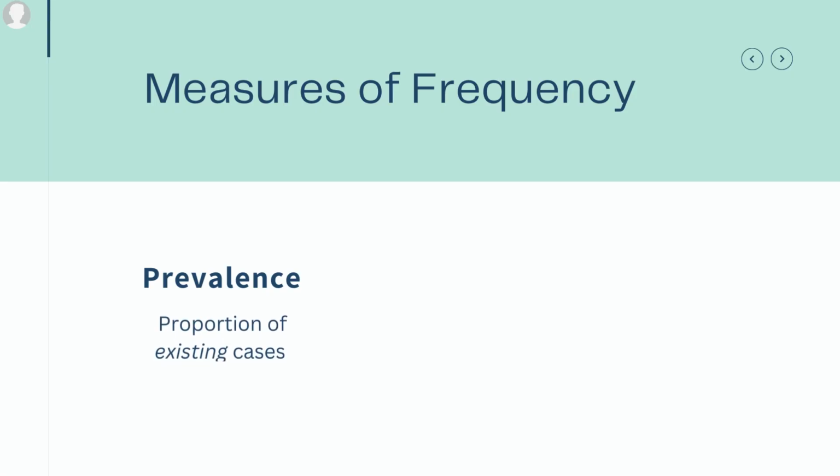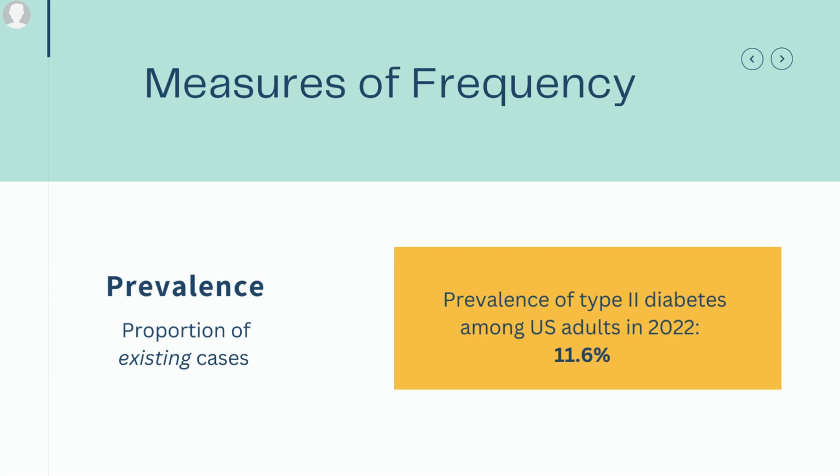The first measure is prevalence, which is the proportion of existing cases or the proportion of people who have a disease at some point in time. It is often expressed as a percentage. For example, the proportion or prevalence of adults in the US who had type 2 diabetes in 2022 was 11.6%.